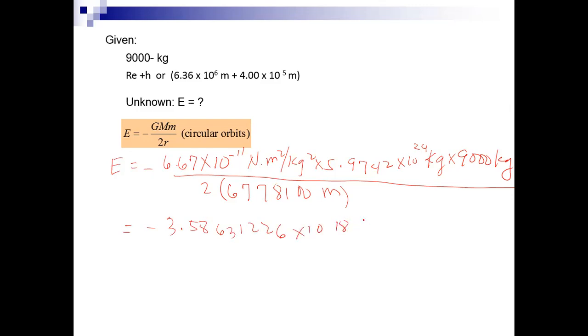So, ano mangyayari natin dito, class? Magkakaroon tayo ng kilogram square cancellation. No? Therefore, ang matitira sa'yo ay Newton meter square na lang. I-divide natin yan dito, which is just 2, no, times 677 8100. So you will have now, okay, negative again.